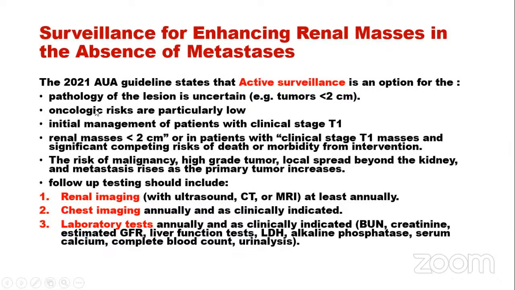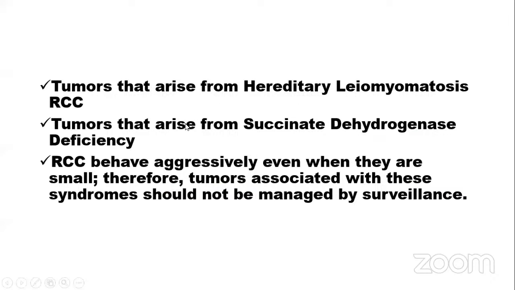If the patient has particularly low oncological risk, or if it is initial management of a patient with T1 disease, it is better to do surveillance for them. Patients at higher risk of malignancy, high-grade tumor, local spread beyond the kidney, and metastasis as the primary tumor increases are different. Tumors that arise in hereditary leiomyoma RCC, succinate dehydrogenase deficiency RCC behave aggressively even when they are small. Tumors associated with these syndromes should not be managed by surveillance.